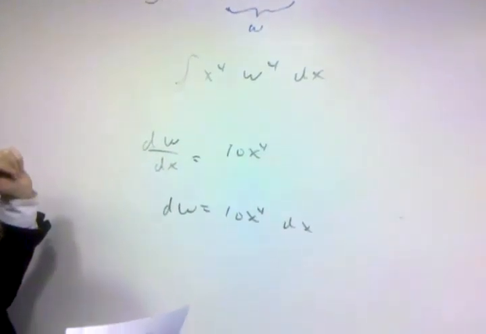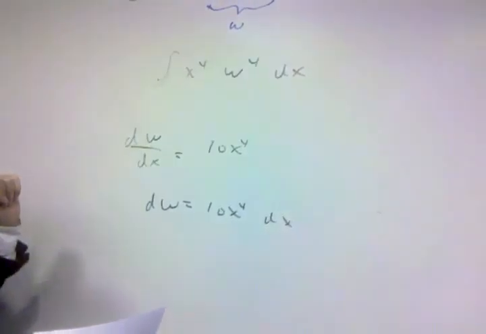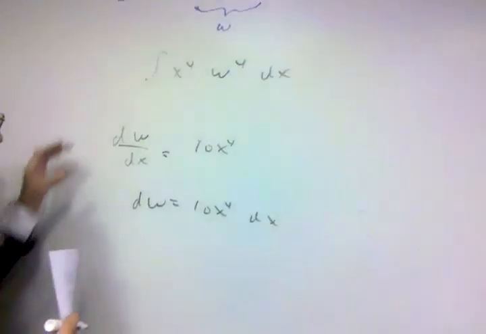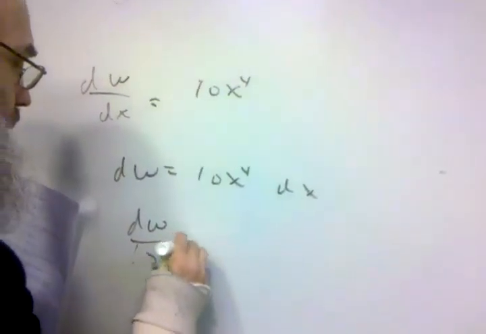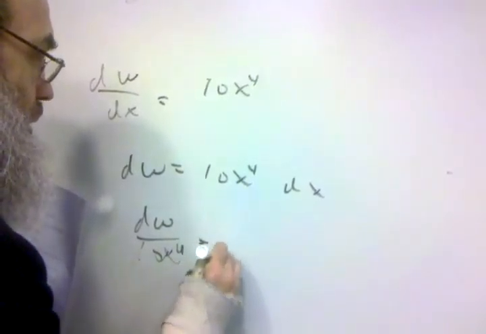Based upon certain principles and limits that we did not discuss, it is possible to do this and get the right answer anyway, even though these are not really separate numbers. Solve for dx by dividing by 10x to the fourth. We get dw over 10x to the fourth equals dx.